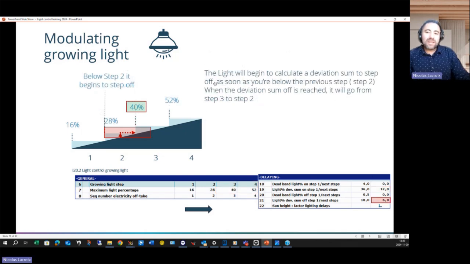The light will begin to calculate the deviation sum off as soon as you're below the previous step. So step 2 here. When the deviation sum off is reached, it will go from step 3 to step 2. So you have another setting to dim down the light here. So now it's set at 6. As soon as I'm below the 28, it will begin to calculate a deviation sum like that.